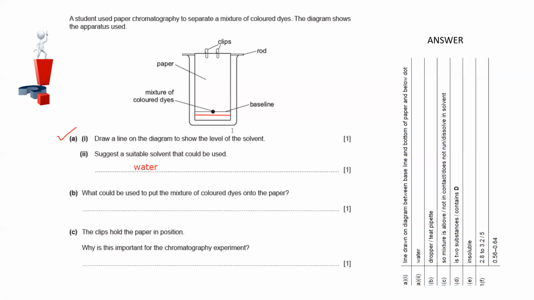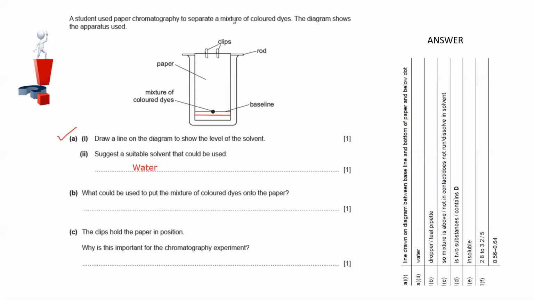Sir, what if it is written that it's insoluble in water? If they mention insoluble in water, then in that case you will mention alcohol. That's it. If it is water soluble, then you will simply mention water.